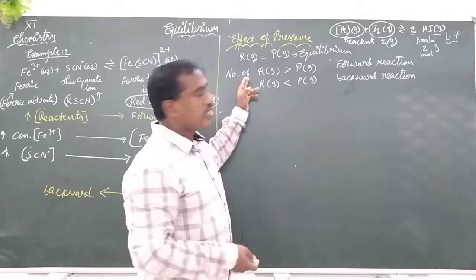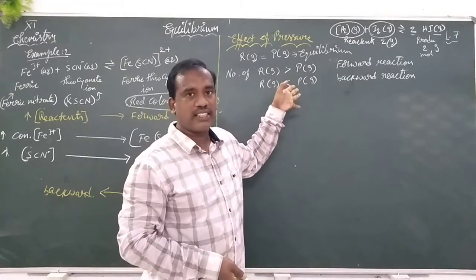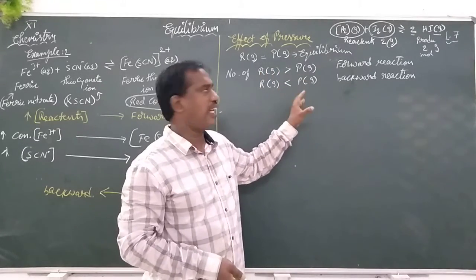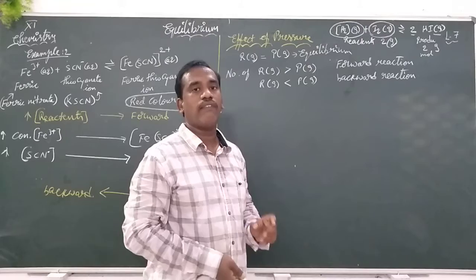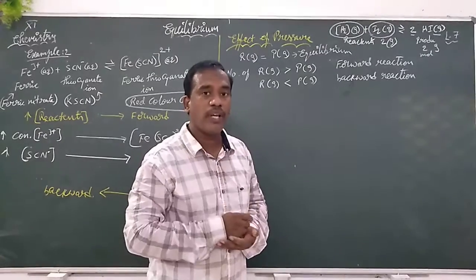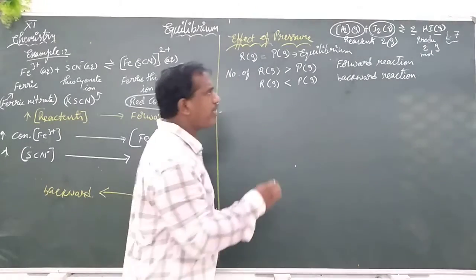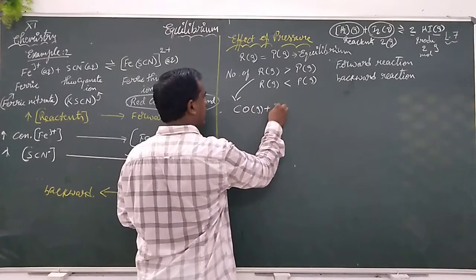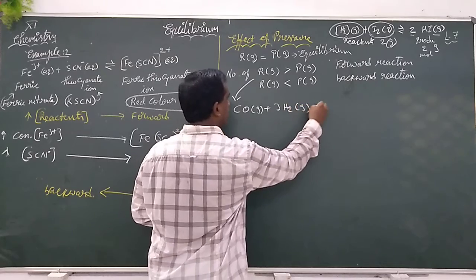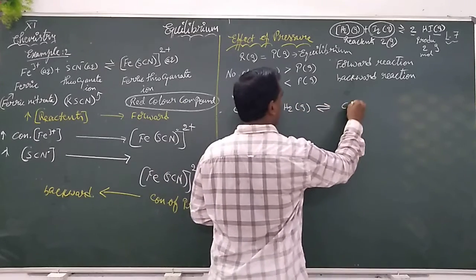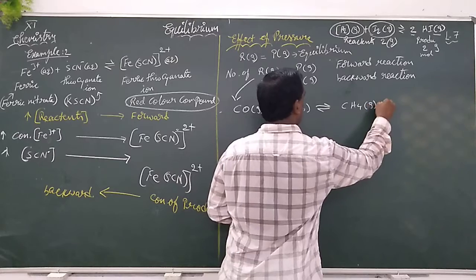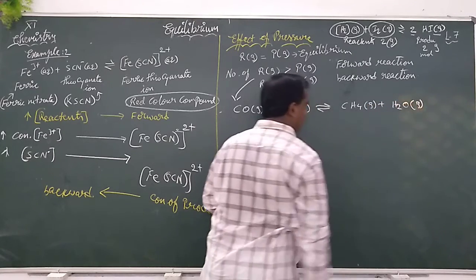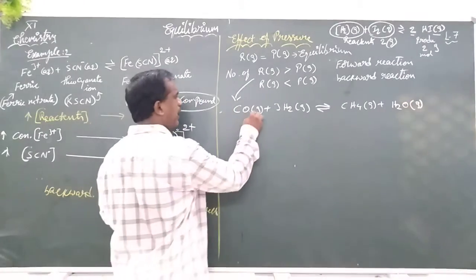But if the number of reactants in the gaseous state is more than the number of products in the gaseous state, then the reaction will be a forward reaction. What will the reaction be? A forward reaction. Let me take one example regarding this statement. Here carbon monoxide is reacting with hydrogen gas. At equilibrium, it is having methane plus water.